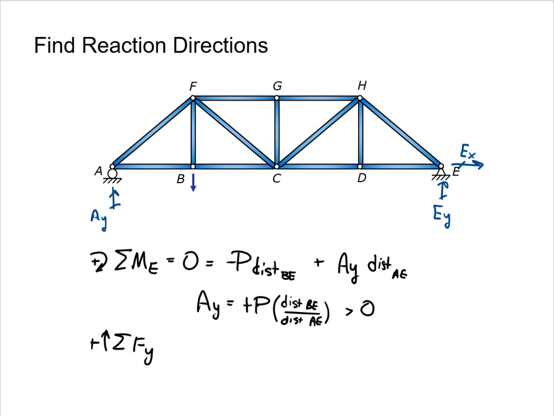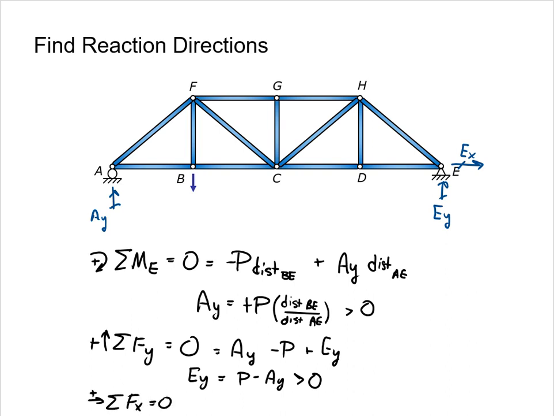Therefore, when we apply vertical equilibrium, we have a smaller upward contribution from A, a larger downward force from B, and an unknown reaction at E assumed up. The result is a positive reaction at E, so it is up. Horizontal equilibrium tells us that the horizontal reaction at E is zero.